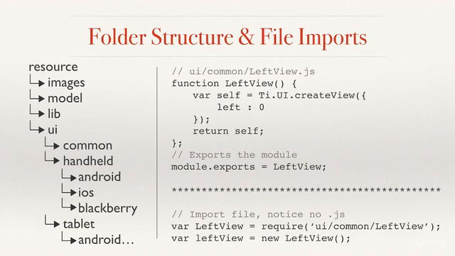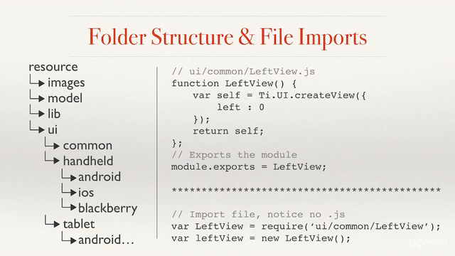A quick example would be in the UI common folder we have a file called leftview.js. This would be a file that is not device or OS specific. What that function does is create a view which is then returned. In Titanium Studio, you then use the module exports and export the function. In another file, you would then use var to create a variable and then left view, and then you will use the keyword require with the path to the file.